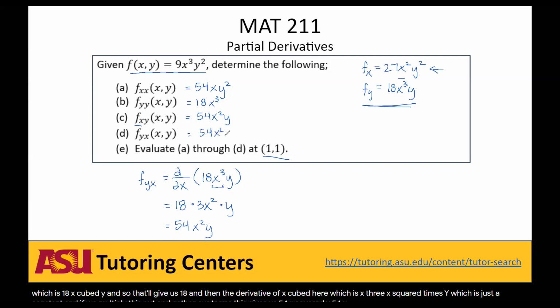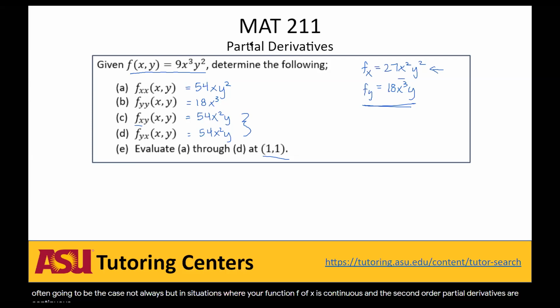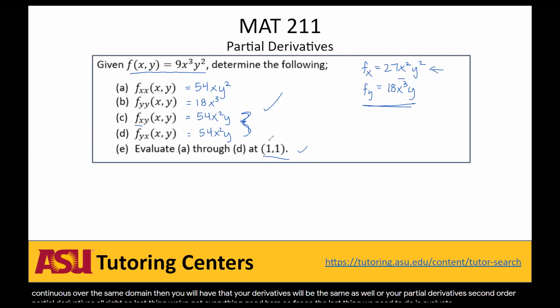54 x squared y. Note that these two are the same. That is often going to be the case. Not always, but in situations where your function f of x is continuous and the second order partial derivatives are continuous over the same domain, then your second order partial derivatives will be the same as well. All right, so we've got everything good here so far. Last thing we need to do is evaluate all of these at 1, 1.